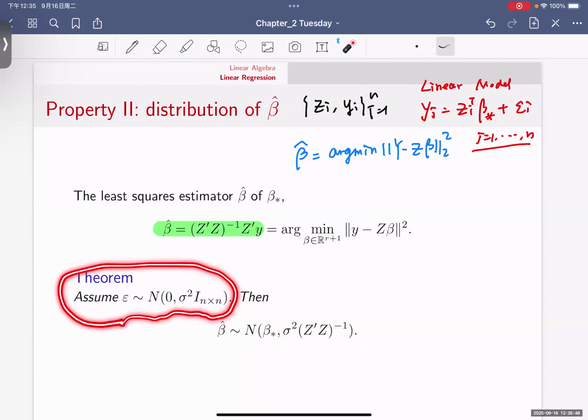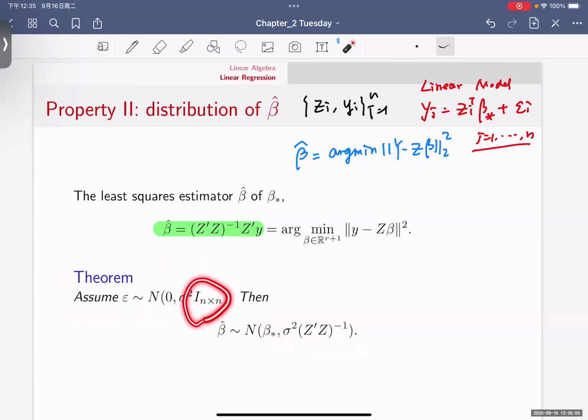Okay, what does this assumption stand for? Assume that epsilon belongs to a normal distribution with a mean of zero and a covariance of sigma squared times the identity matrix. Keep in mind that Z is just our earlier matrix, an n times (r plus 1) matrix. Therefore, the presented form here is a matrix, and this is a vector. So what does this stand for?